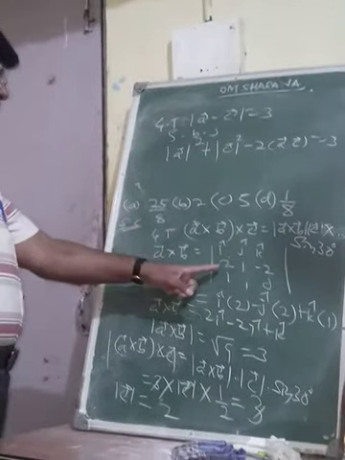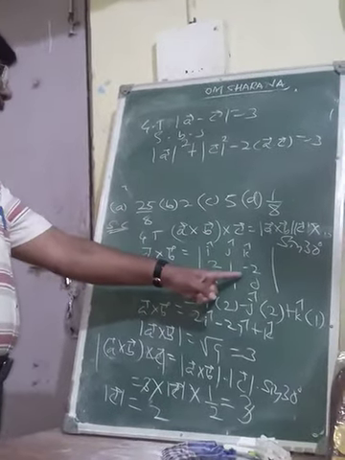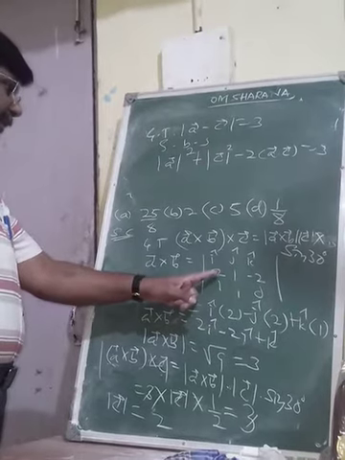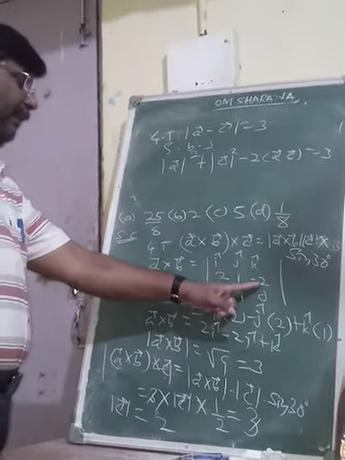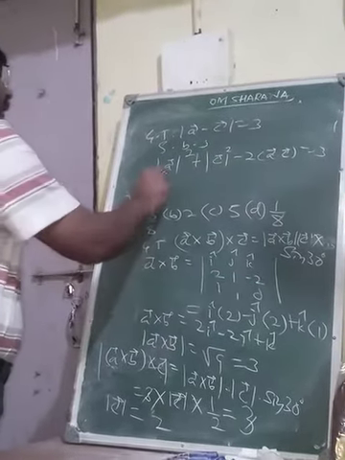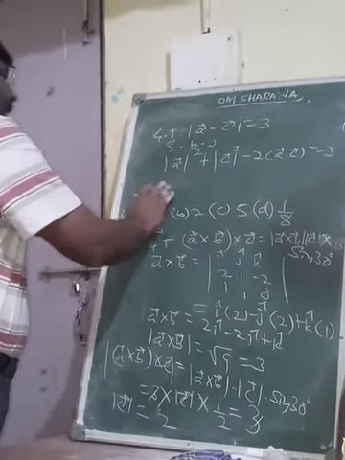Vector A is 2i plus j minus 2k, isn't it? Its magnitude is square root of 4 plus 1 plus 4, which is square root of 9, that is 3. Its square is 9 only.